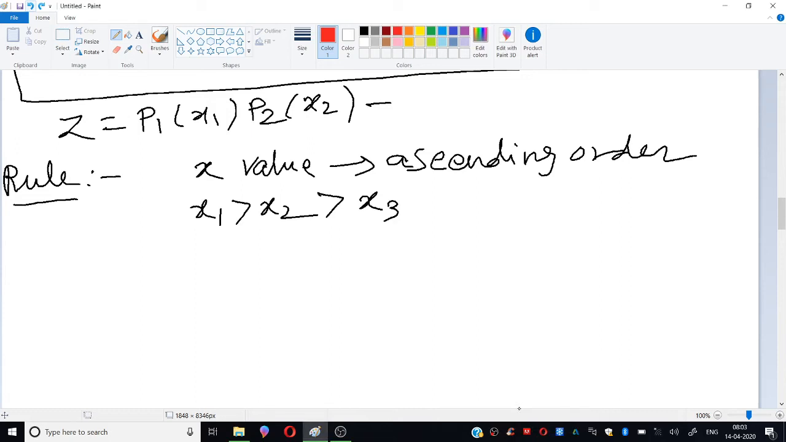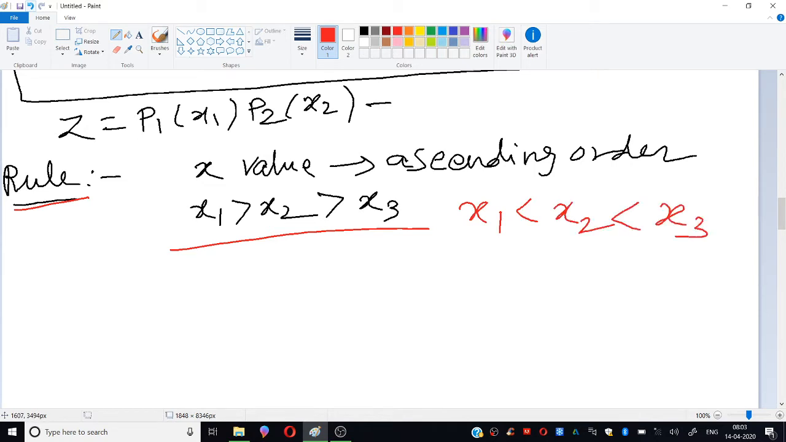Hello everyone. In the last video we saw how we can select a structural formula with a condition or rule. That rule was that the x values should be in ascending order. Actually, I made a small mistake there. It should be like this: x1 should be less than x2 and x2 should be less than x3. So this is a small modification in this video.